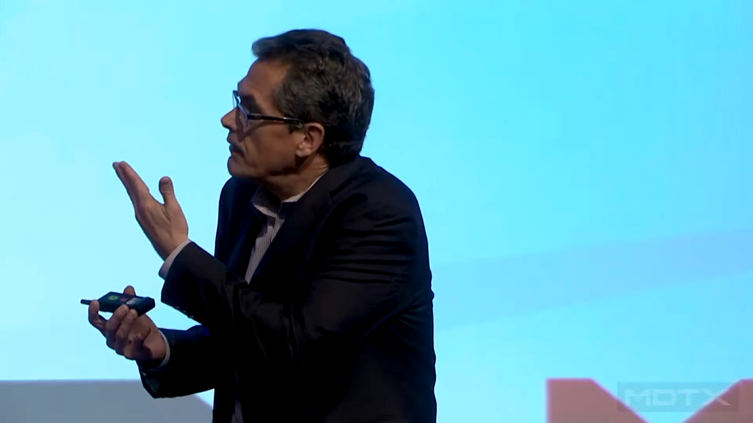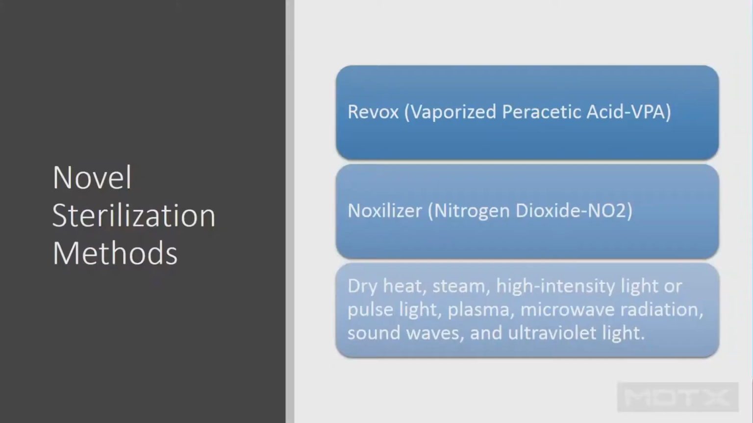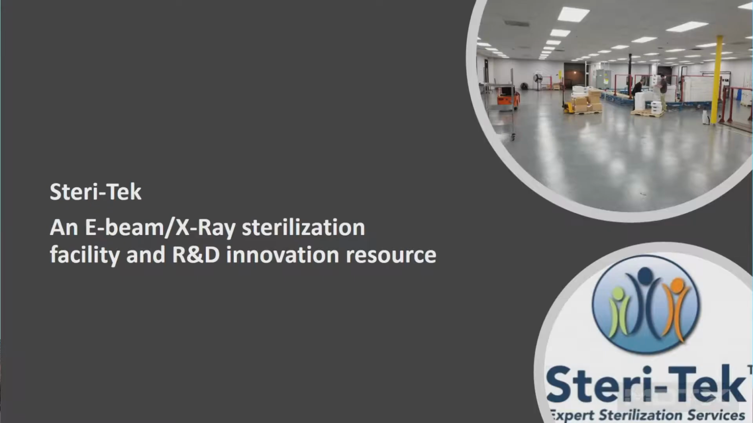We're certainly willing to accommodate companies such as Revox and Noxilizer and partner up with them, and we've even offered to have systems at our facility to help promote their technology. Revox and Noxilizer, which use vaporized peracetic acid and nitrogen dioxide respectively, have advantages over ethylene oxide because product can be processed at room temperature. Whereas with ethylene oxide, you're typically looking at a minimum processing temperature of 50 C, and for sensitive materials, it could be too deleterious to sterilize via EO. So those are interesting technologies.